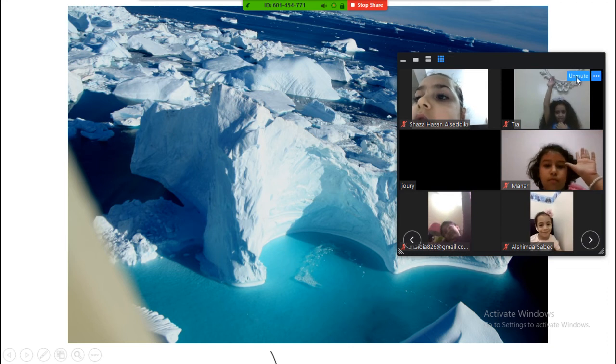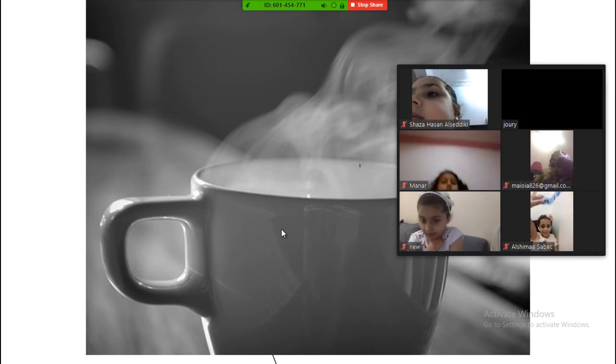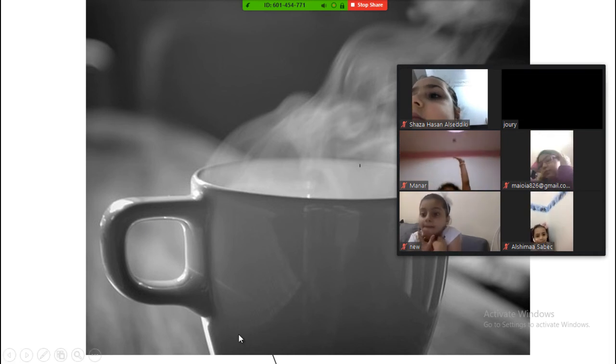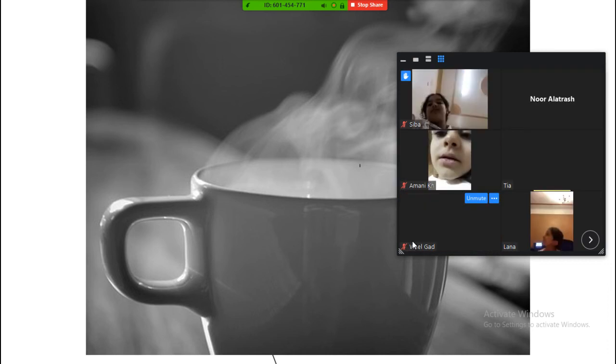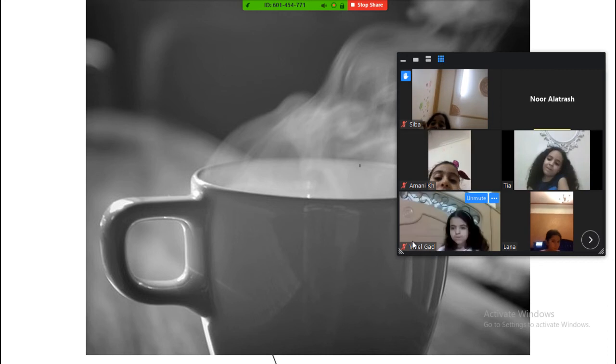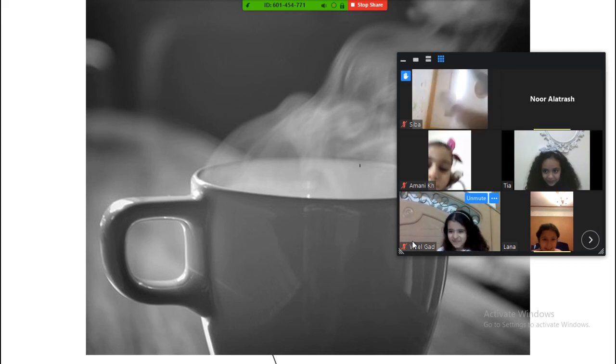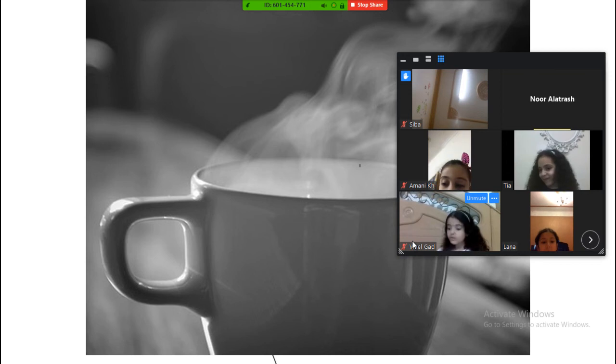Yalla, Tia. Can you see the picture, Tia? Yes. What kind of matter is in this picture? Gas. Gas, wonderful. Can you tell us something about gas? It spreads. It spreads, wonderful. All of you say at the same time, gas spreads.